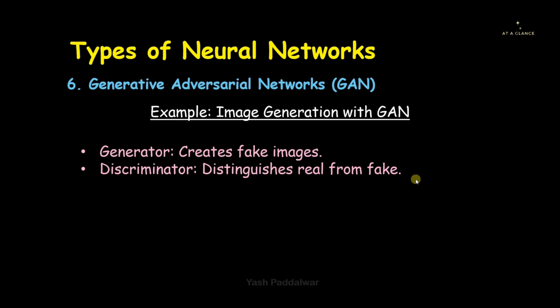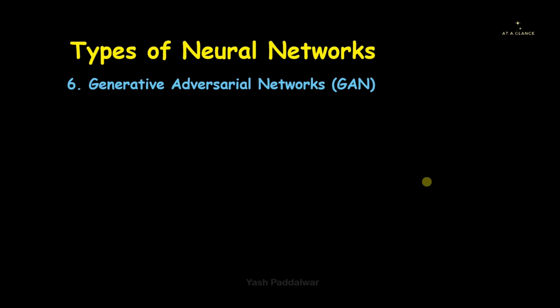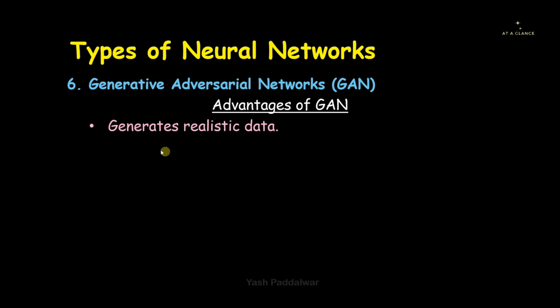And now the discriminator will try to distinguish between the real and the fake data that is generated by the generator. It will give the probability, and based on that, if the probability of fakeness is higher, then it will be sent back to the generator to create a slightly more real version of it, and this is how it goes on iteratively. I hope the example is clear. Now let's have a look at the advantages of GAN. So first, it generates realistic data. And this realistic data can be art, images, or even video.